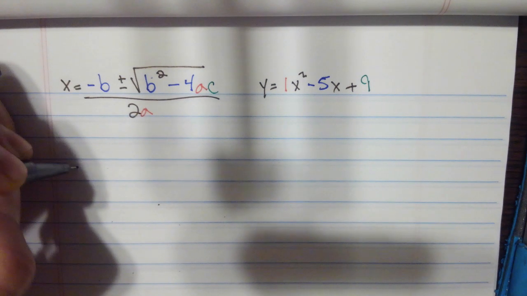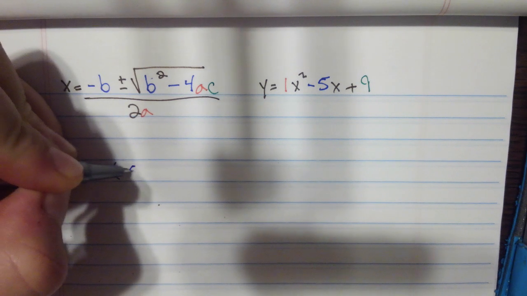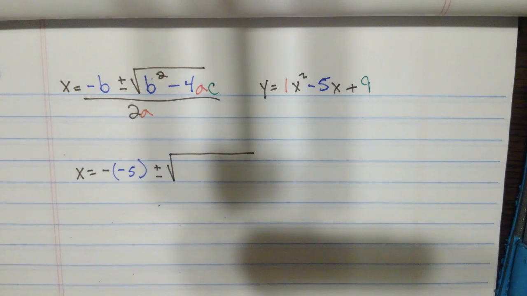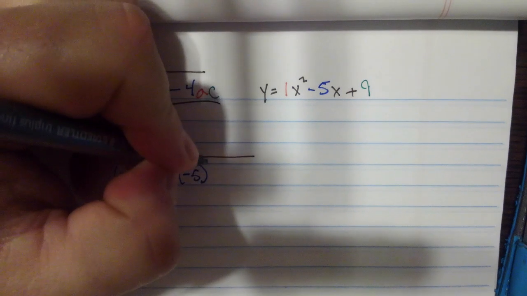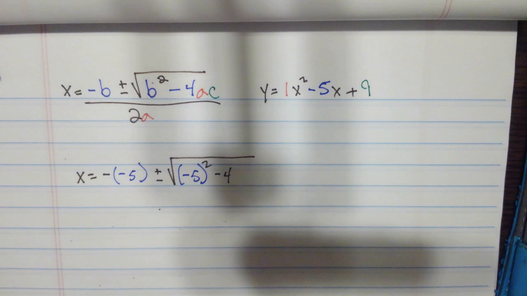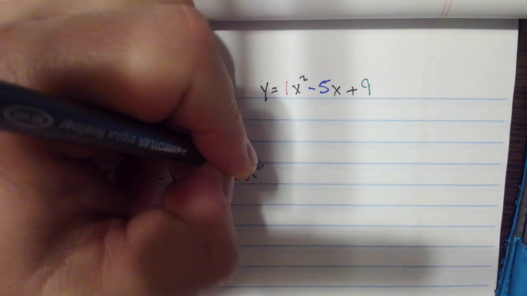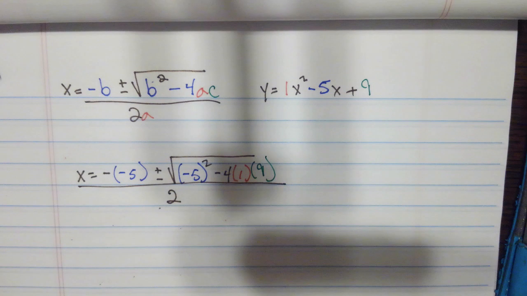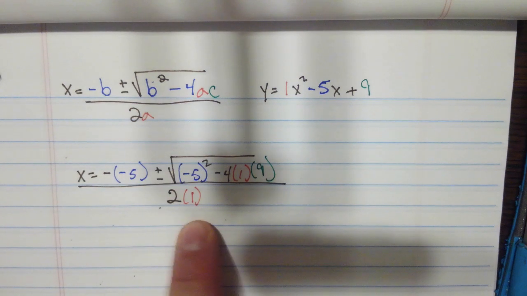So I'm going to do that real fast. So we're going to say x equals negative b, which is negative 5, plus or minus the square root of b squared minus 4ac, all over 2a. Okay. So there, I've essentially combined that quadratic equation with the quadratic formula, and I get this. This is going to give me my answer.